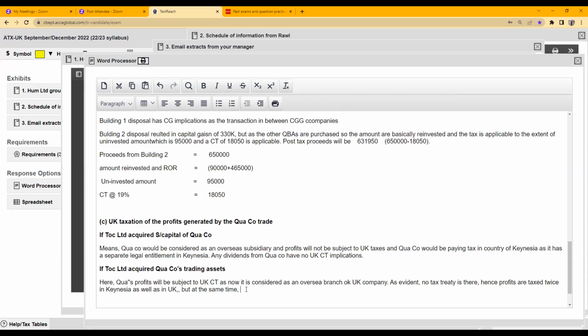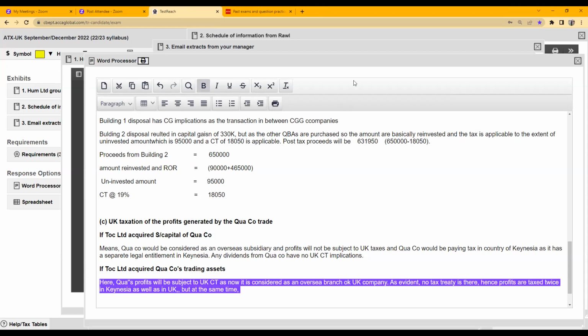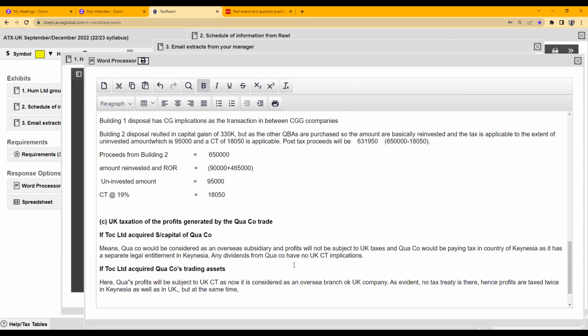Don't worry. Here, the profits in the second situation, if Talk Limited acquired the trading assets of Kinesia trading, the profits will be subject to UK corporation tax, as it is now considered an overseas branch of a UK company. As evident, no tax treaties existed. Hence, profits are taxed twice, in Kinesia as well as in the UK, at 25% and 19% respectively.